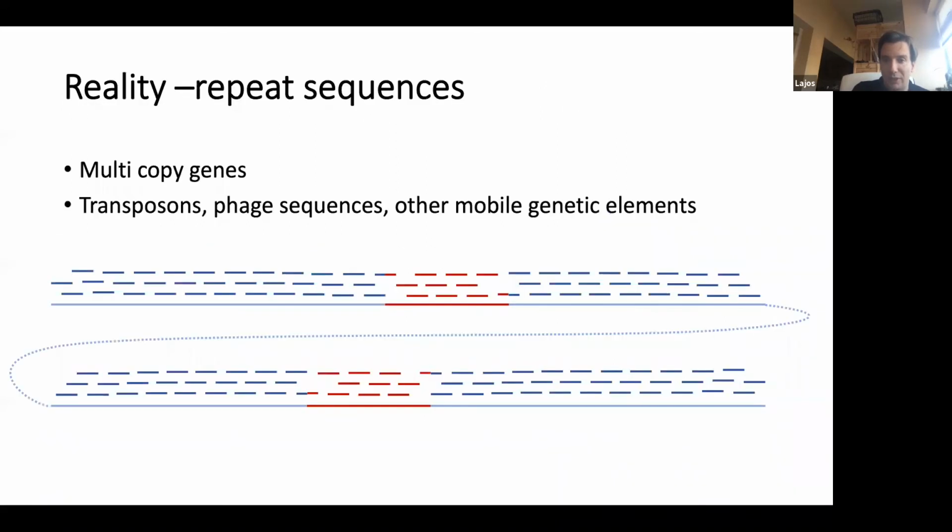The main problem is that you have multi-copy genes, transposons, phage sequences, and all other mobile genetic or other genetic elements that are incorporated into the genome. And they are acting as gap makers.